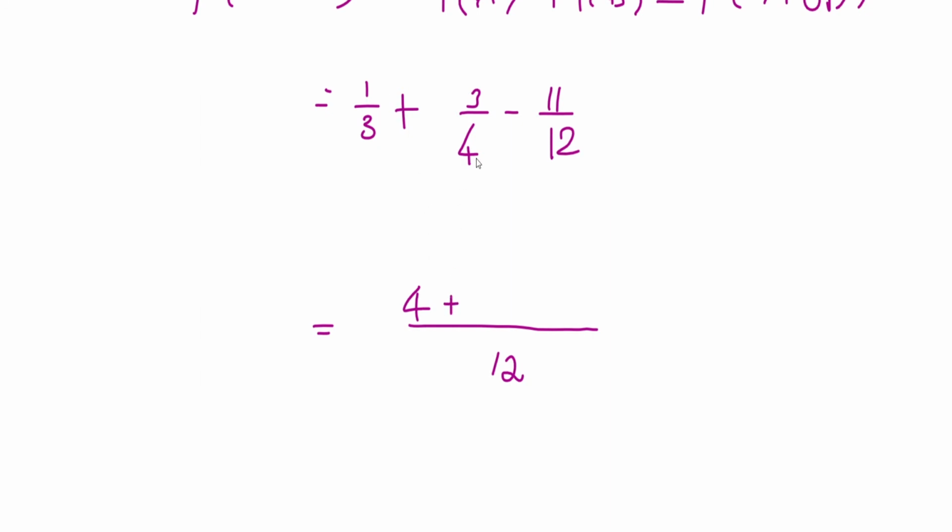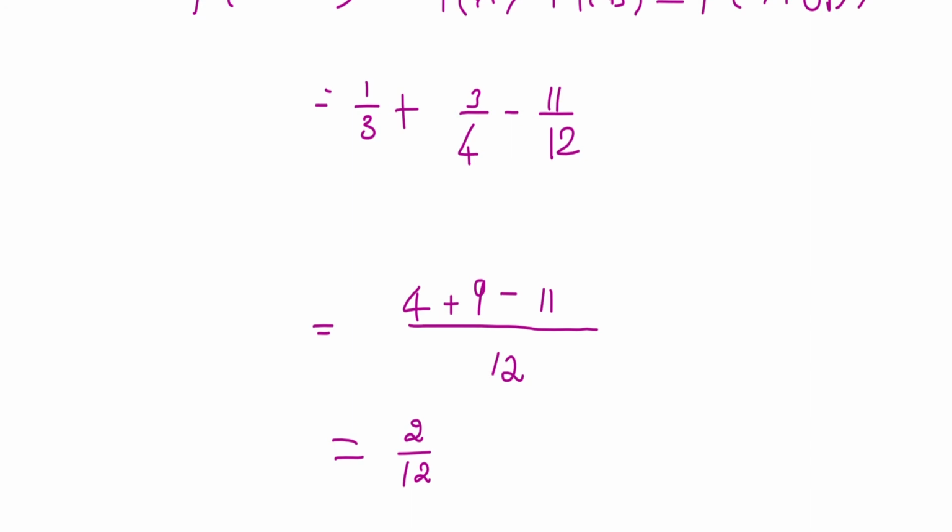See the second term: the denominator is 4 but the LCM is 12. We know that 4 into 3 is 12, so multiply the numerator by 3. That is 3 into 3, 9. Then minus. The third term denominator is 12, which is also the LCM, so write the third term numerator as it is, 11. Now just add the numerators. Here 4 plus 9 minus 11 is 2, divided by 12.